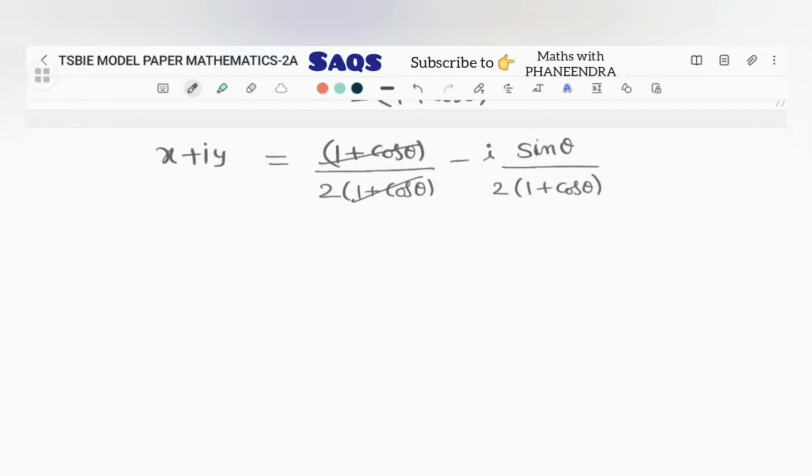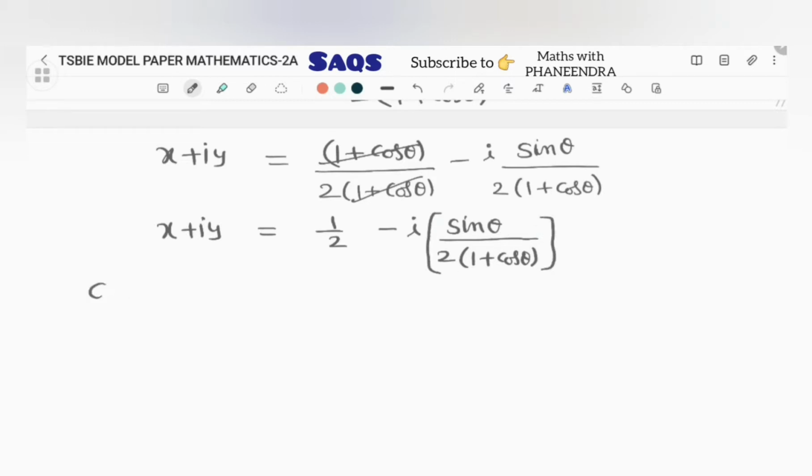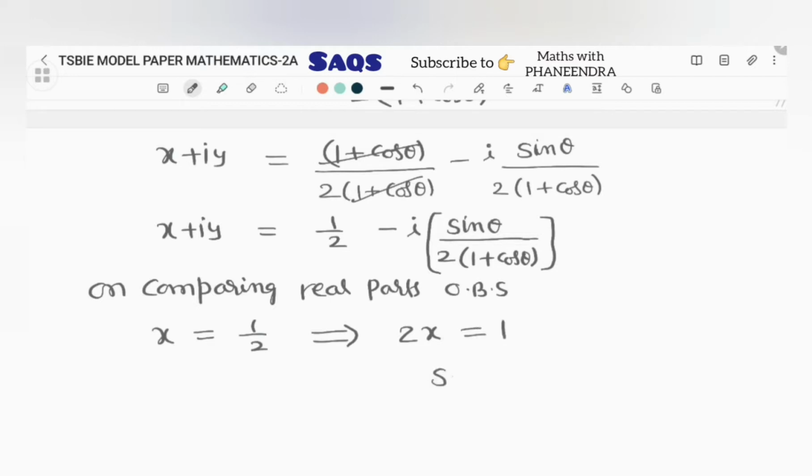In the question, they are asking to prove 4x square minus 1 equal to 0, or 4x square is equal to 1. That is the reason we are comparing the real parts on both sides. So x plus iy is equal to 1 by 2 minus i sin theta divided by 2 times (1 plus cos theta). On comparing real parts on both sides, x is equal to 1 by 2. Cross multiply, 2x is equal to 1. Squaring on both sides, 4x square is equal to 1.